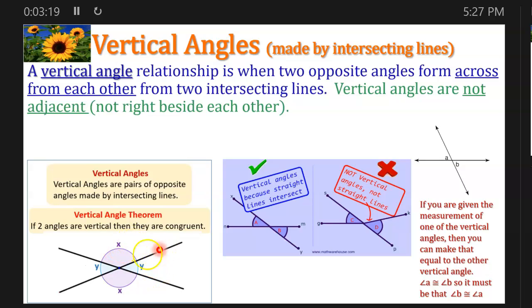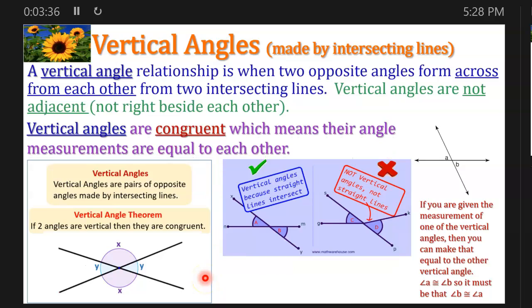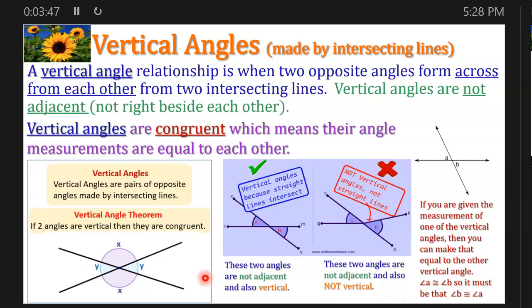X is adjacent to Y here. They share this side, and this Y is adjacent to this X, and this X is adjacent to this Y, and so forth. But the Y and the Y are not adjacent, and this X is not adjacent to that, but they do share the vertex point. Vertical angles are congruent, which means their angle measurements are equal to one another. These two angles are not adjacent and also vertical. These two angles are not adjacent and also not vertical.